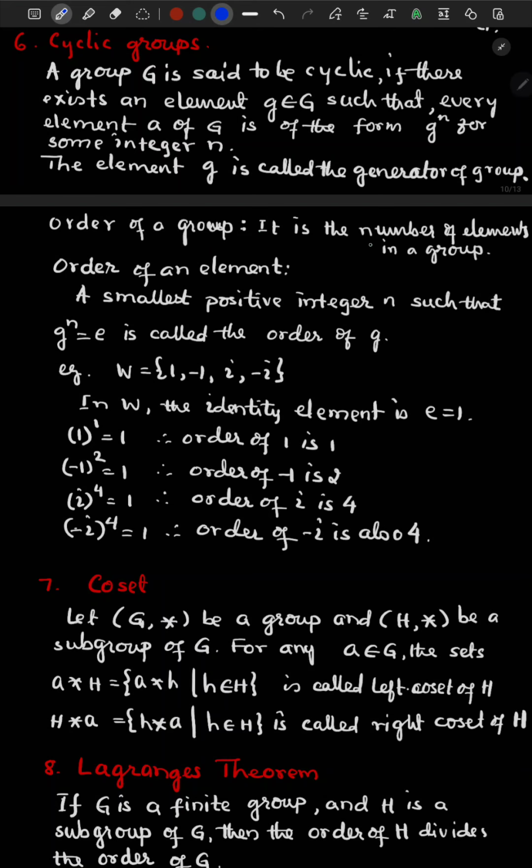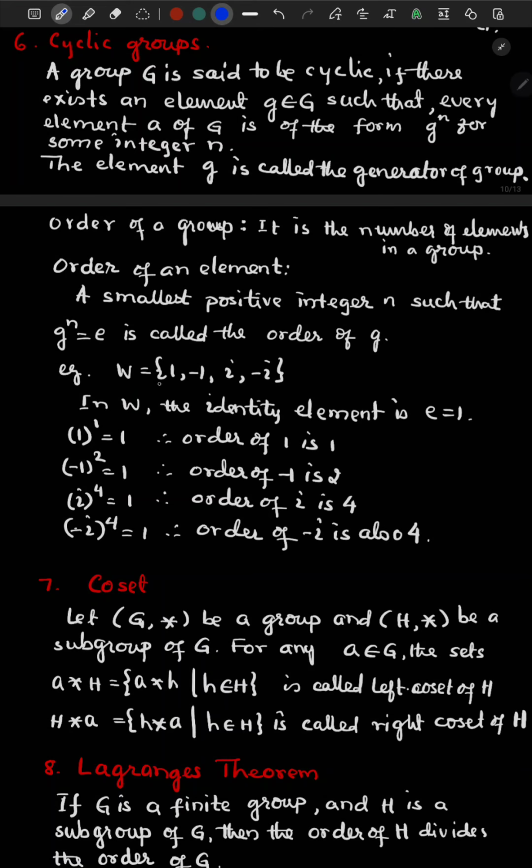Order of a group means the number of elements in the group, but order of an element is different. Order of a group means the number of elements in that set. But order of an element g is the smallest positive integer n such that g power n is equal to e. That smallest positive integer n is called the order of g. So g is any element, and how many times you multiply that g in order to get the identity element, that n becomes the order of that particular element.